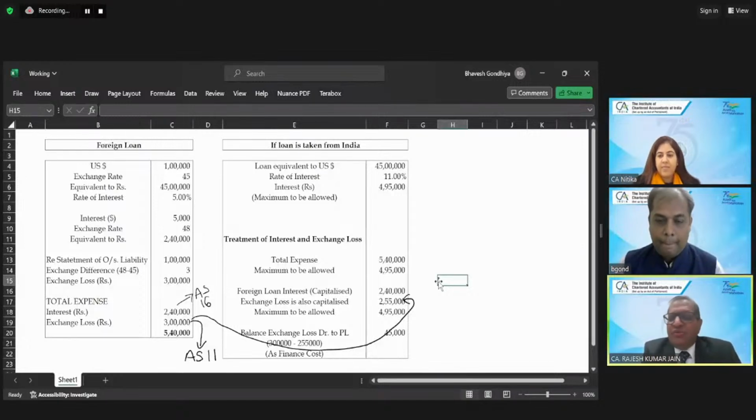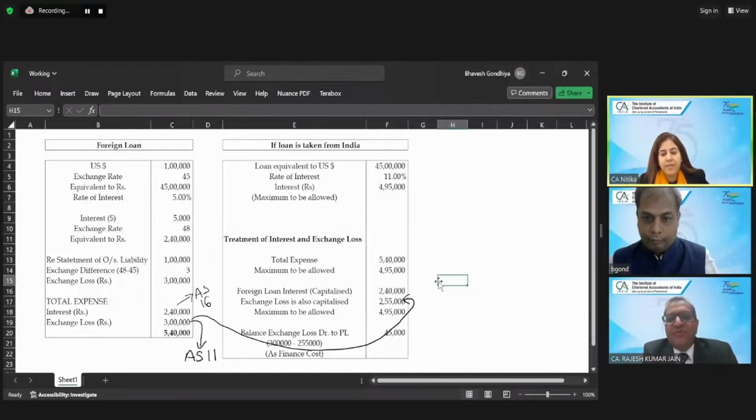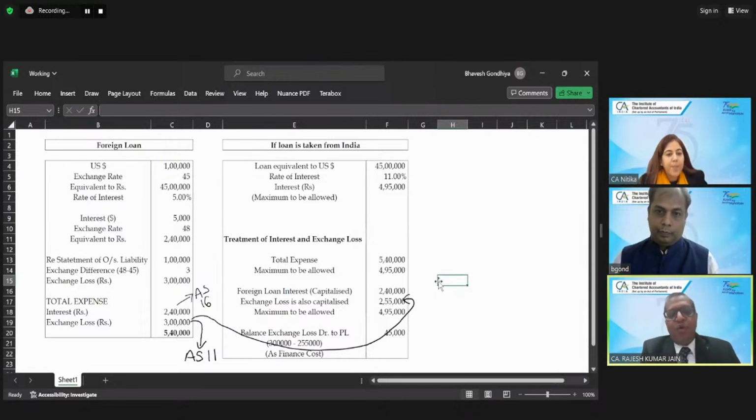Because it's not everywhere that foreign borrowing is always for the qualifying asset. It can be the case that it is a non-qualifying asset, as per which there is a rebuttable presumption that any asset which takes a period of 12 months or more is a qualifying asset. But in any case, if it is a borrowing for a non-qualifying asset, you cannot capitalize that amount to the asset.